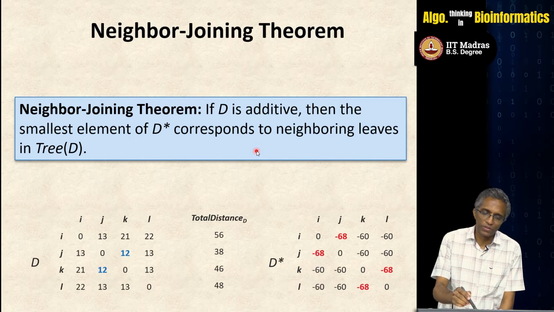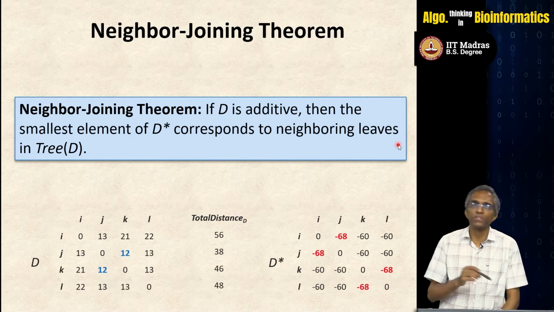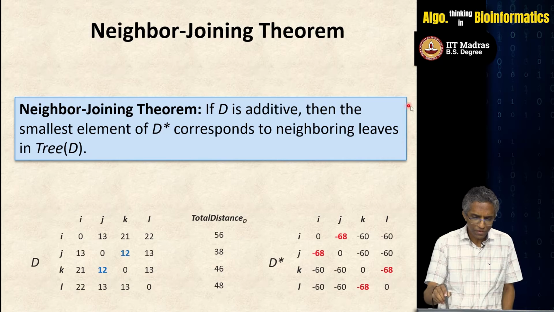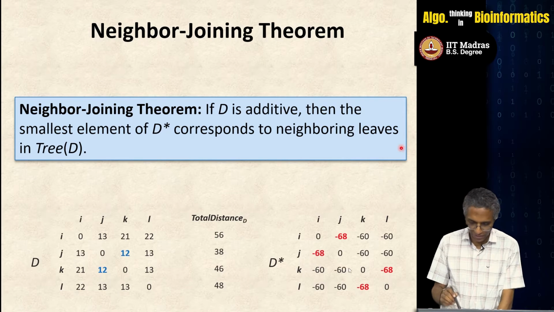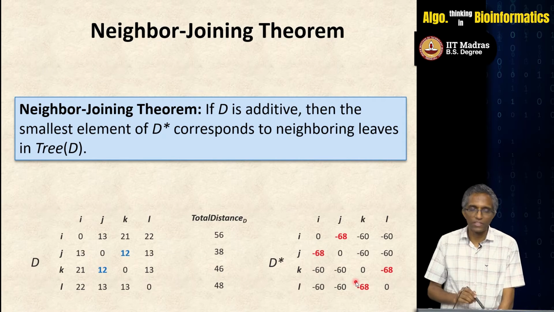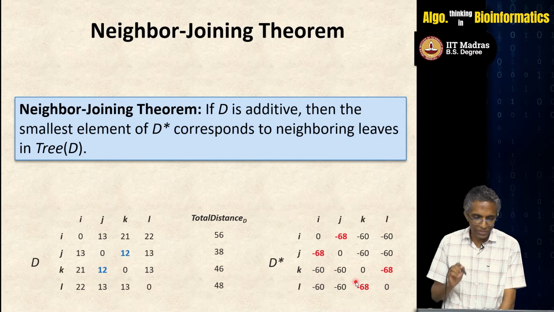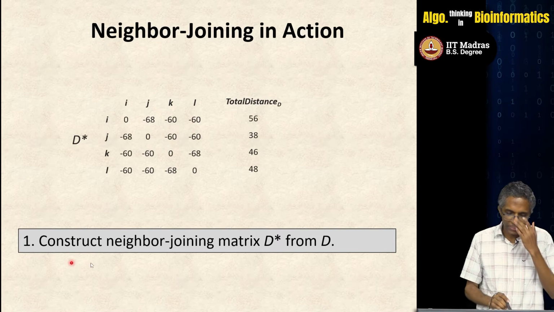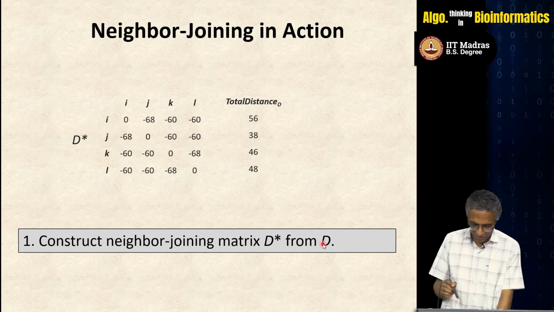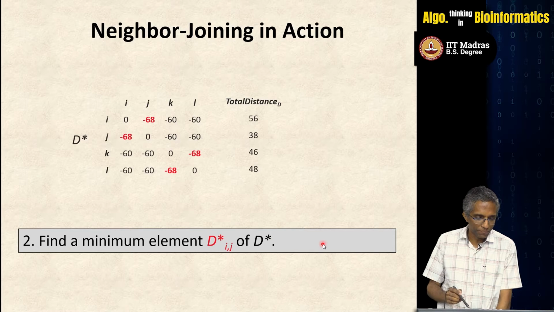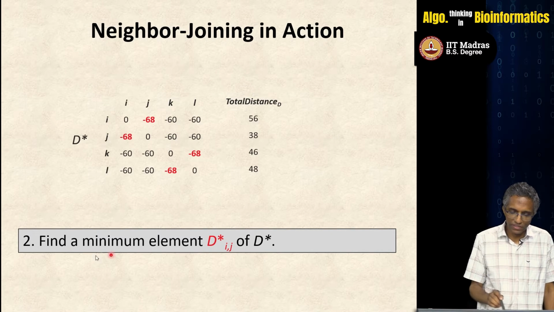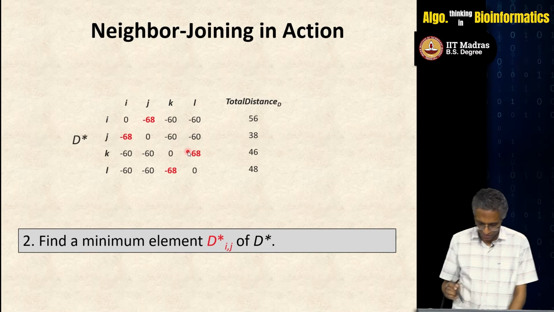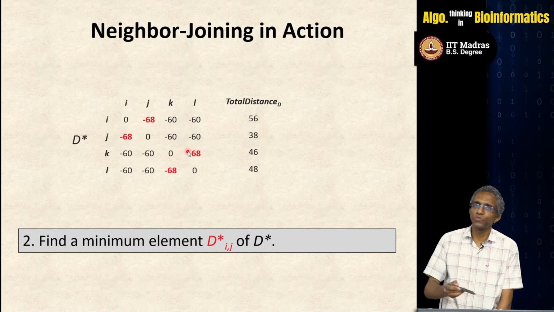The proof of this theorem we are not going to see right away. If you are interested, we can do a separate session on that, but we will just take this on faith now, that the smallest entries here will correspond to a cherry. If you believe that, which is true indeed, as people have proved before, then we can do the following: construct the neighbor joining matrix D star from D, that is the first step of the algorithm. Then you find the element D star i j that is the minimum element. There may be multiple minimums, then you just choose one of the minimums.